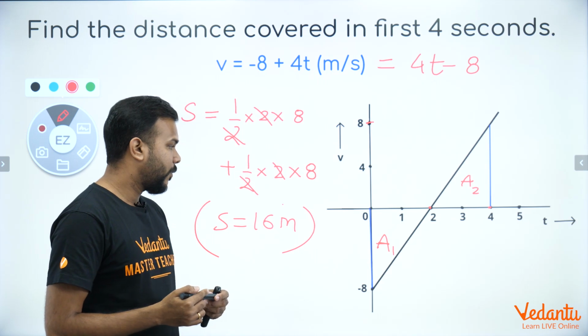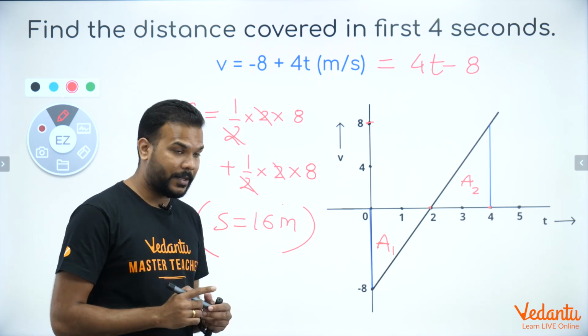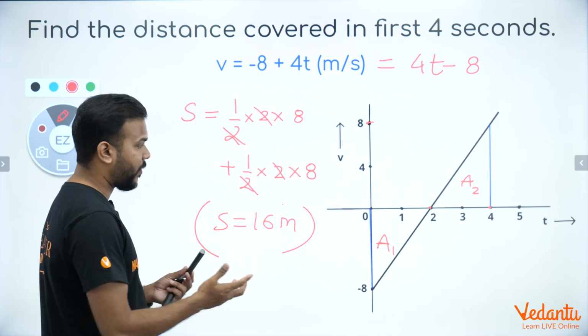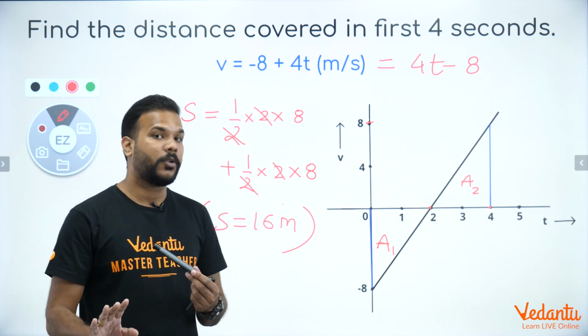In this case, what we were getting earlier was the value of displacement as 0, while the distance that is covered by the body, which we have calculated as the area bounded by the velocity time graph, does not come out to be 0.